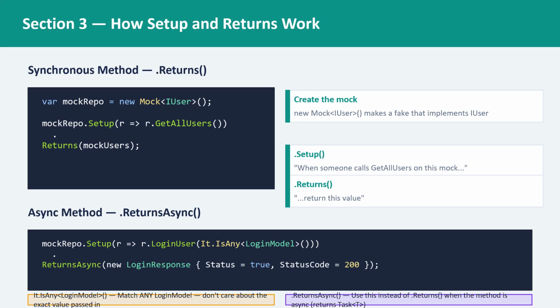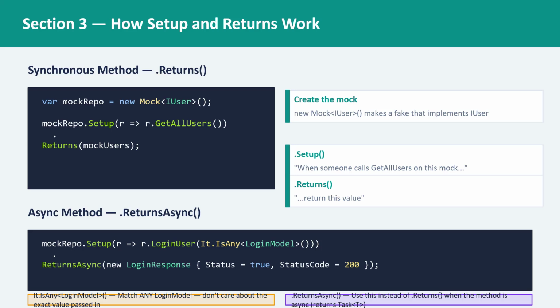So let's talk about what exactly setup and returns does. The top example shows a synchronous method. Get all users returns a list, not a task. So we use .returns, and we read it like this. When someone calls get all users on this mock, return mock users. That lambda r is saying r is the mock, and when r.getAllUsers gets called, that's what setup is configuring. Then returns says what to hand back.